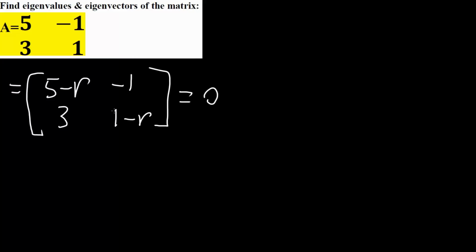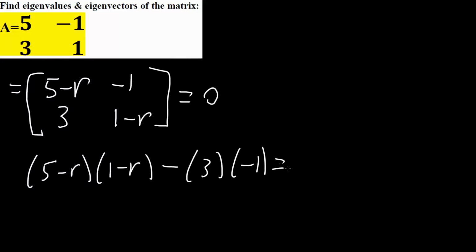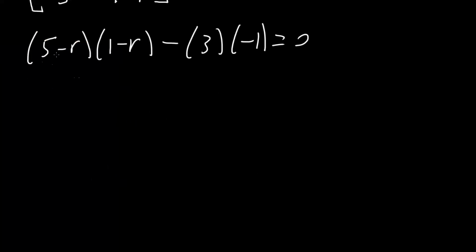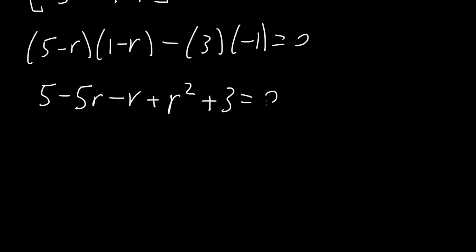Next, we will multiply this by this. So we would say (5 minus r) times (1 minus r) minus (3 times negative 1) is equal to 0. We multiply it out. 5 times 1 is 5. 5 times negative r is minus 5r, minus r. So negative r times 1 is minus r, plus r squared, because negative r times negative r gives r squared. And minus 3 times negative 1 is plus 3, equal to 0.